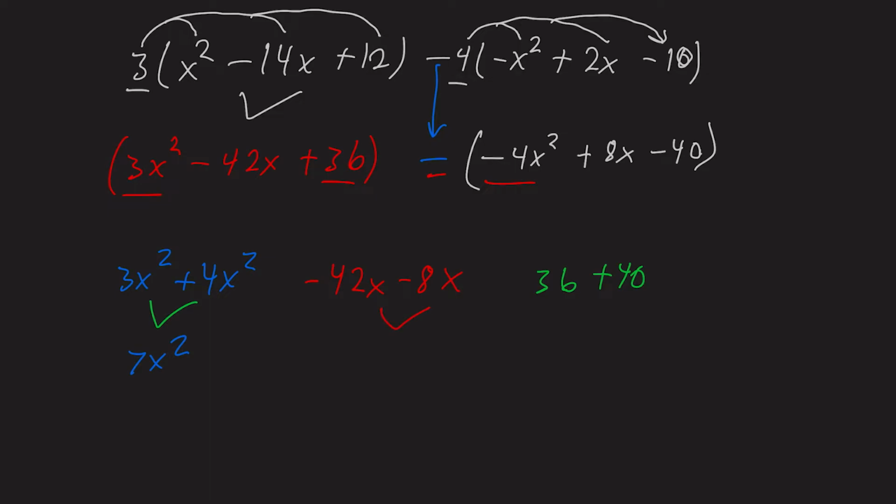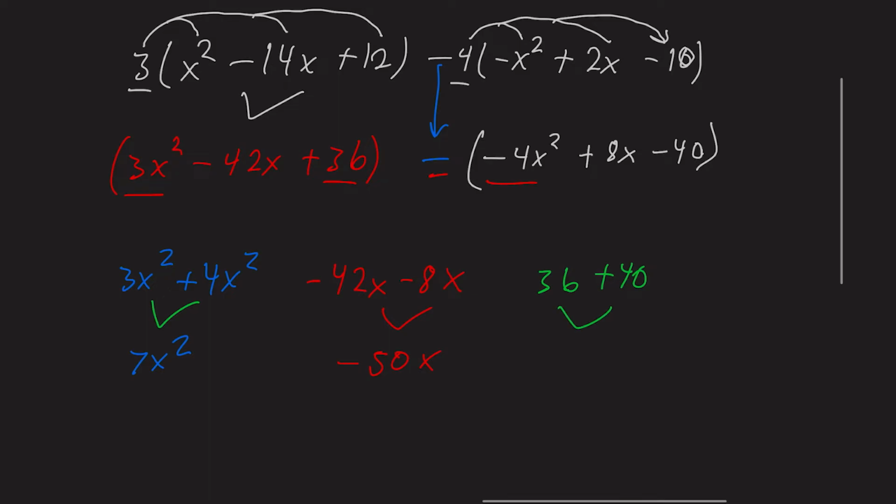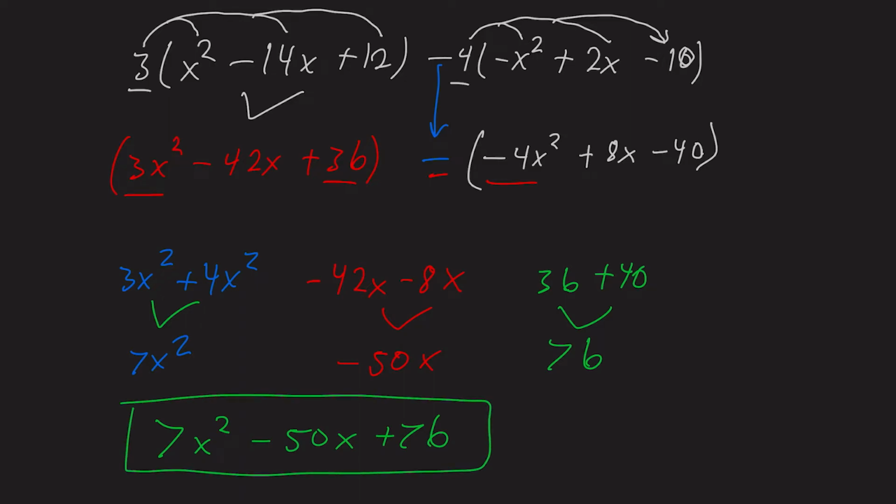This is going to become negative 50x. And this is going to become 76. And so we bring everything all together to become 7x squared minus 50x plus 76. And that is our resultant equation from this operation.